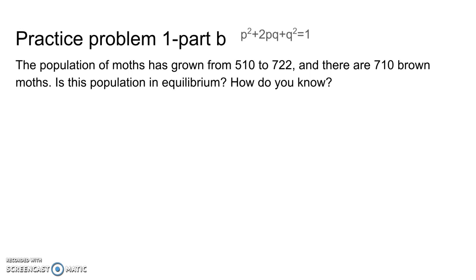Now, this would be part B of this. If I'm looking at the populations of moths, it's gone from 510 to 722, and there's 710 brown moths. Then you're just being asked, is this population in equilibrium, and how do you know? Whenever you see that, it means solve for the p and the q values. That's really what it is.